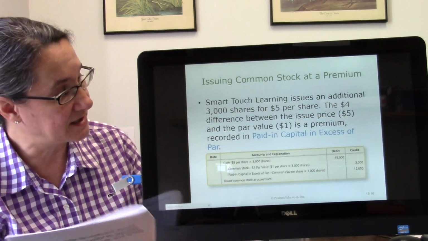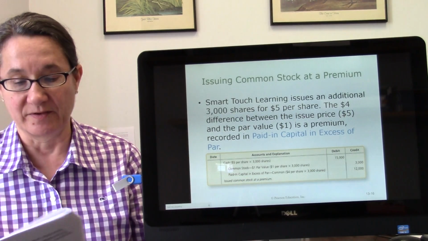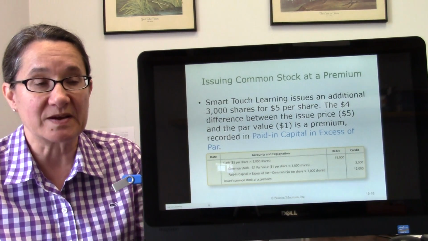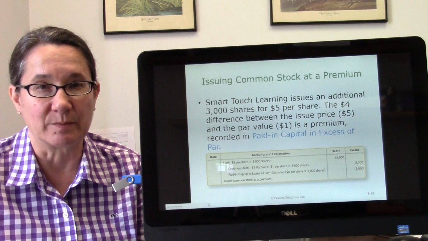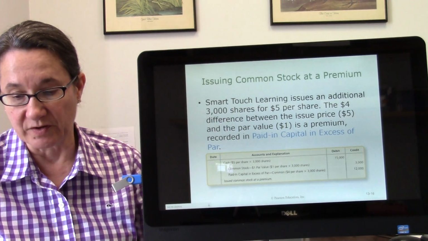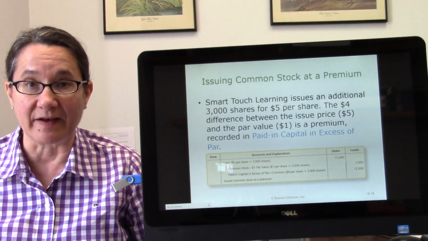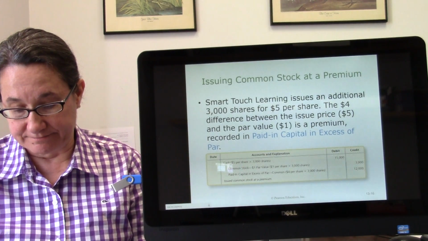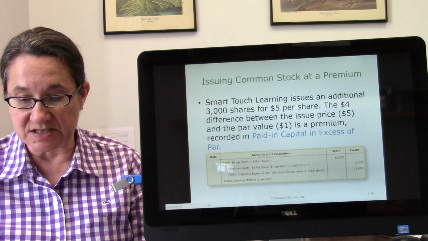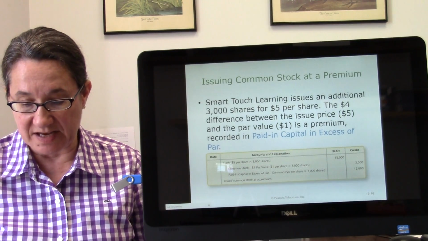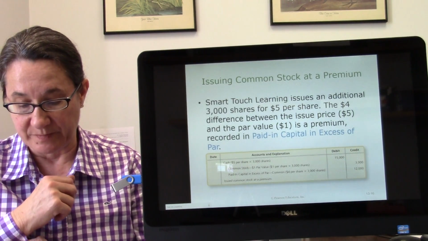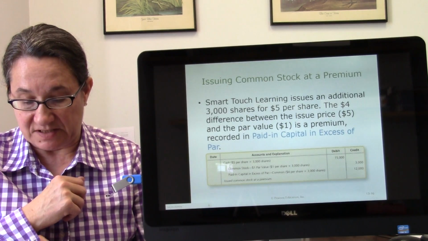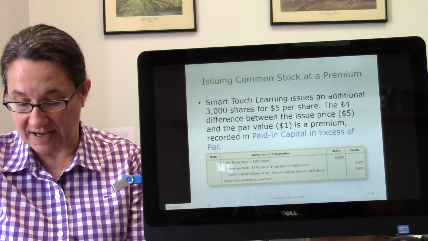Now, obviously, a lot of times it's going to be at more than that. Especially when they're issuing it to people outside the company. So, it's going to sell for more than its par value. So, let's imagine Smart Touch sells 3,000 shares for $5 per share. So, there's a difference of $4, right? So, we got to account for that.